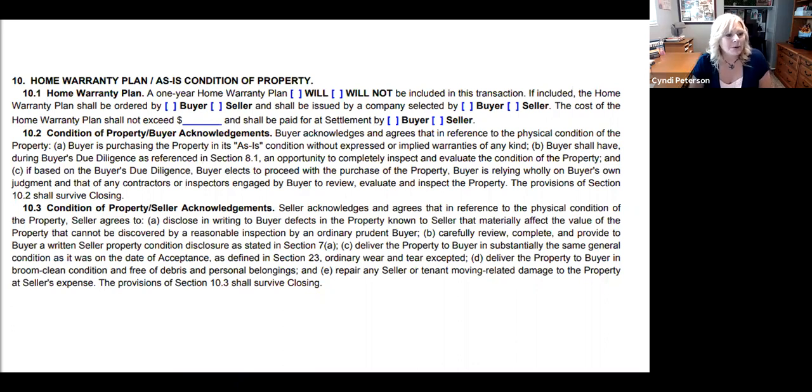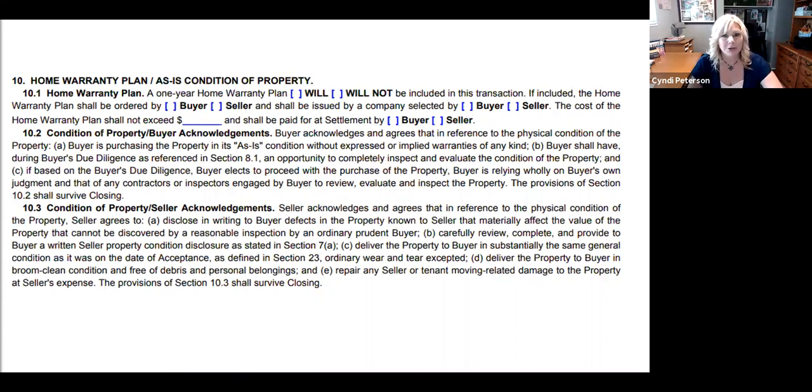So when they're putting it on their seller disclosures, it is being covered, so the buyer's aware. But the condition of the property for the buyer acknowledgement on 10.2: buyer acknowledges and agrees that in reference to the physical condition of the property, buyer is purchasing the property in as-is condition without expressed or implied warranties of any kind. So how many times have you worked with a buyer, or somebody working with a buyer, and the buyer comes back and says, well, I wanted to cover this and I didn't know about this and I didn't know about that, or I wanted to do this and this and this.